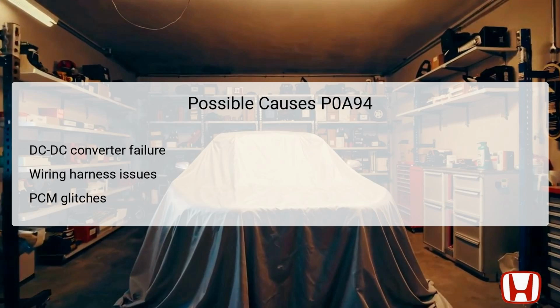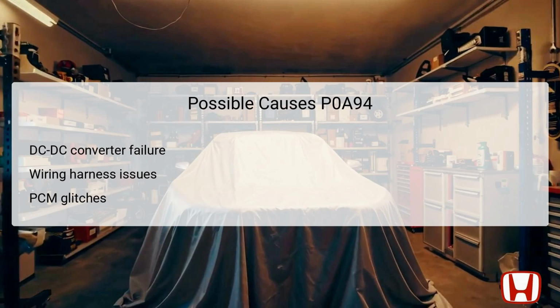Several potential causes may lead to the manifestation of DTC P0A94. One of the primary contributors includes a failure in the DC-DC converter itself, which may not be functioning as intended, thereby disrupting voltage conversion. Another cause could involve problems with the wiring harness, such as shorted or damaged wires, which may lead to incorrect signals being sent to or from the PCM.